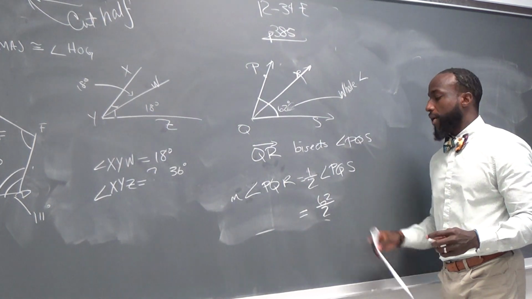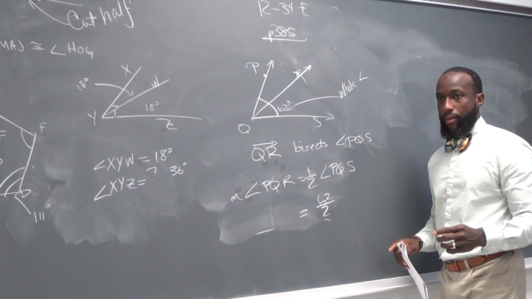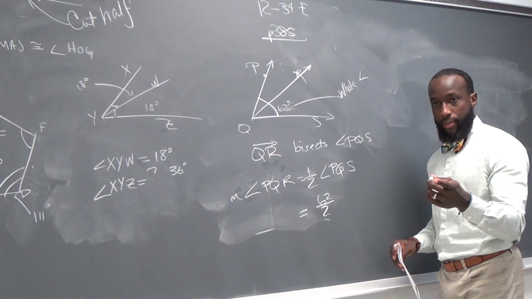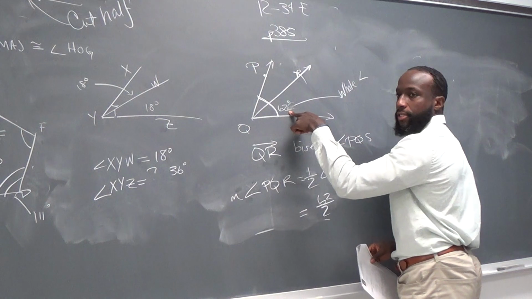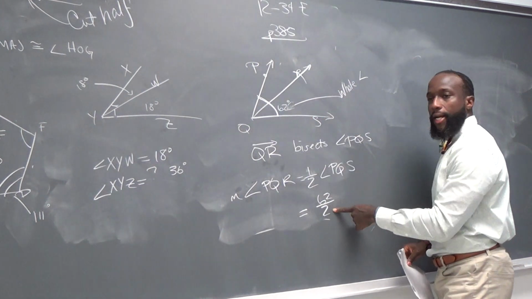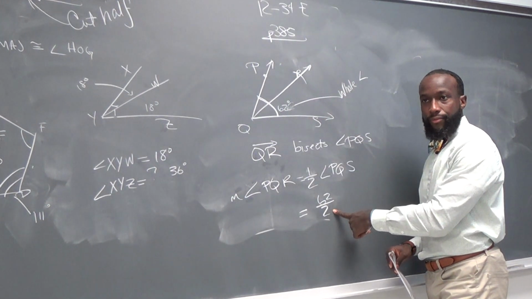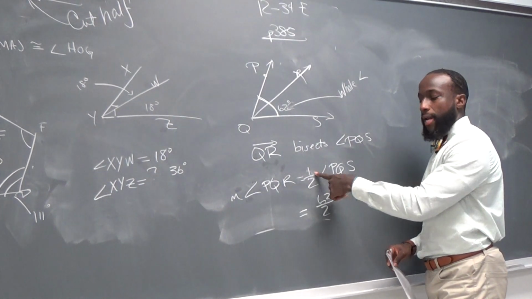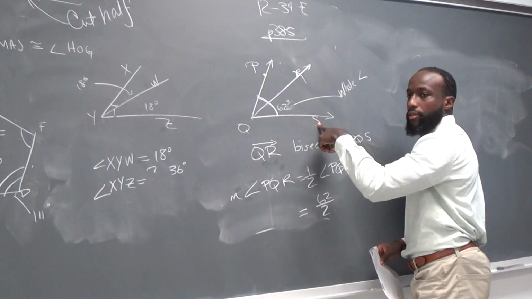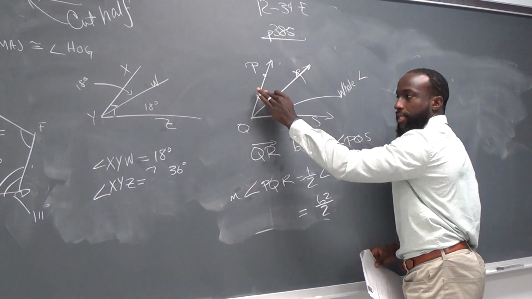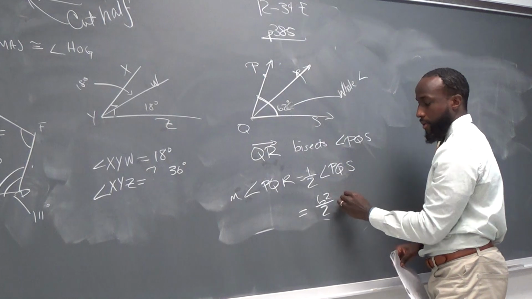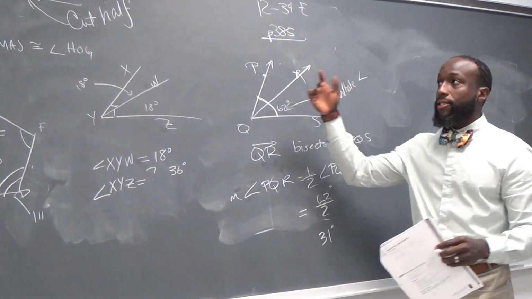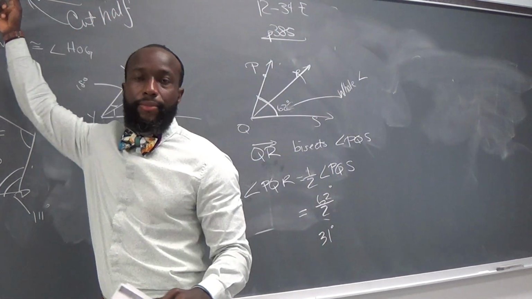So where did I get 62 from? From the whole thing. Right here. It said the whole thing is 62 degrees. Where did I get this 2 from? From the 1/2 of PQS. PQS is the whole thing. Half of PQS is going to give me this measure, and it's going to give me this measure. That's how we get our 31 degrees. Everybody good with that? It's all got to do with bisect. Bisect means to cut in half.